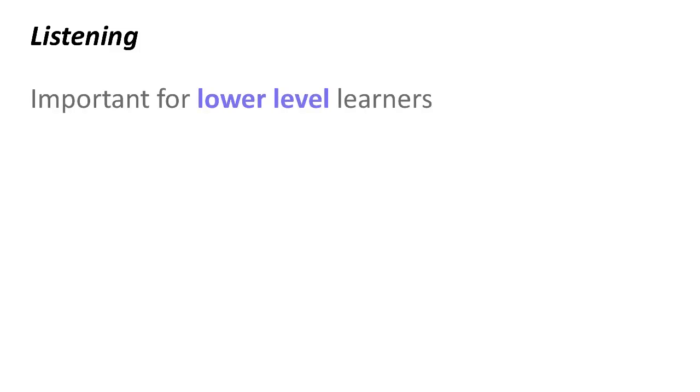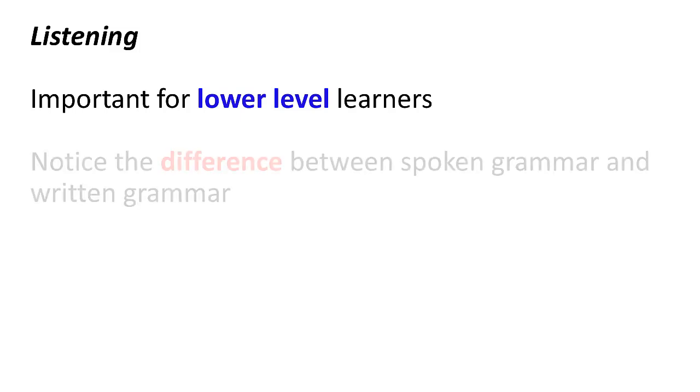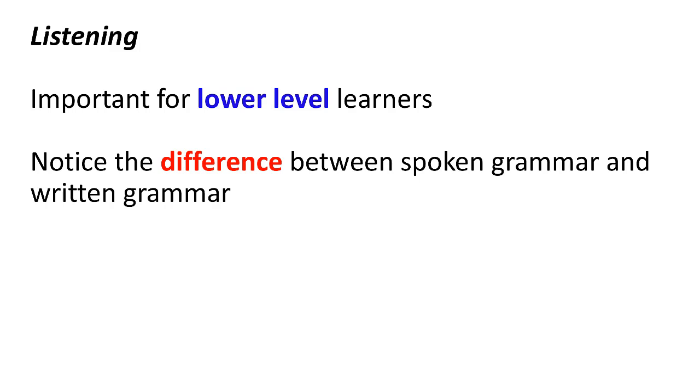Although it can be difficult, lots of listening is important for lower level learners to get them used to how native English speakers actually talk, both in terms of how quickly they speak and the pronunciation features that they use. You can also get them to notice the difference between spoken grammar and written grammar. For example, the use of contractions like I'm rather than I am.